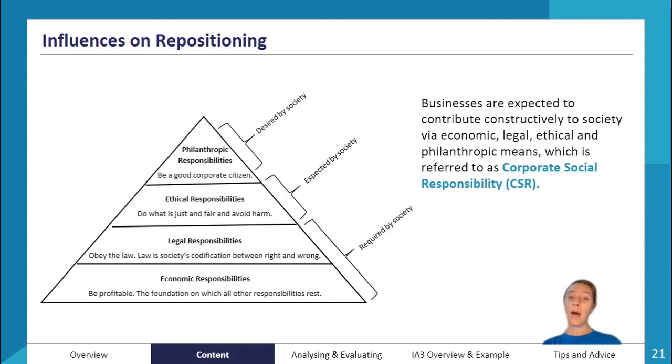And then desired by society, which is that philanthropic element of donating, of even fundraising, of supporting different causes. So you've got the really base things that are just operating a business that's financially viable and obeys the law. You've got operating a business that's ethical and fair. And then you've got that step up at the very top where you're looking at actually giving back as well.